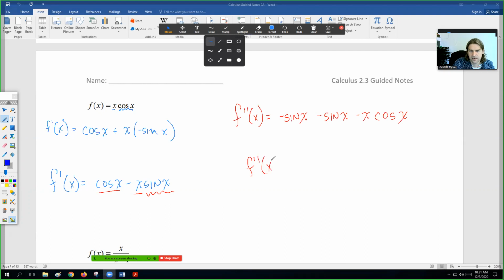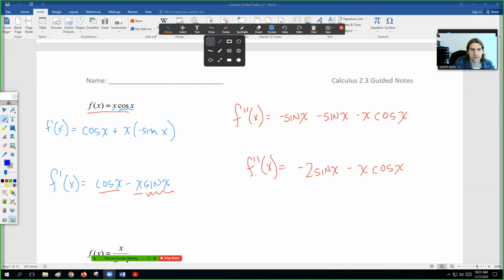So let's see if we can rewrite and simplify this at all. If we have negative sine of x twice, that's negative 2 sine of x, and then minus x cosine of x. There we go. So there's the second derivative of that. Kind of crazy that the second derivative has the first function in it itself.